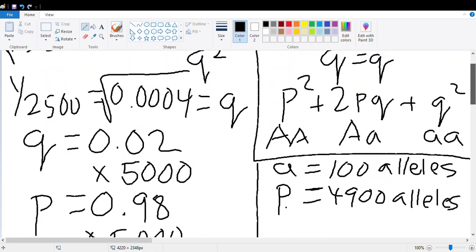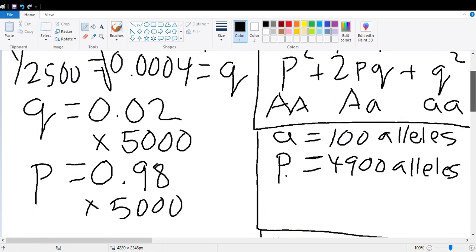And up here we've accounted for all the alleles. The total alleles is 5,000.